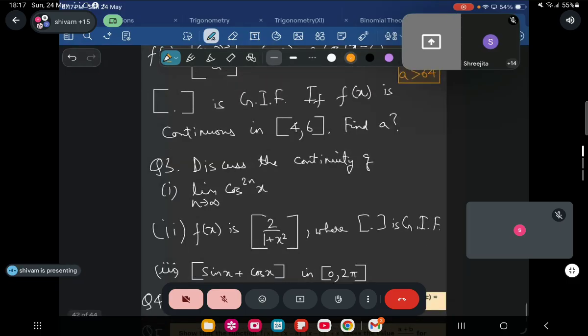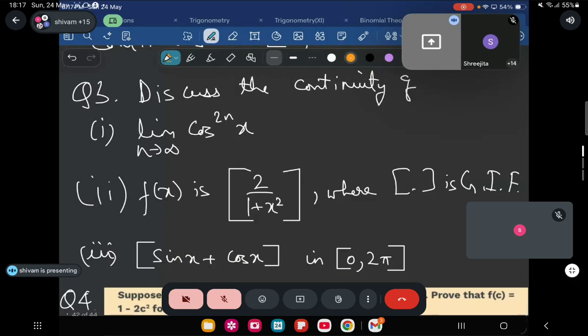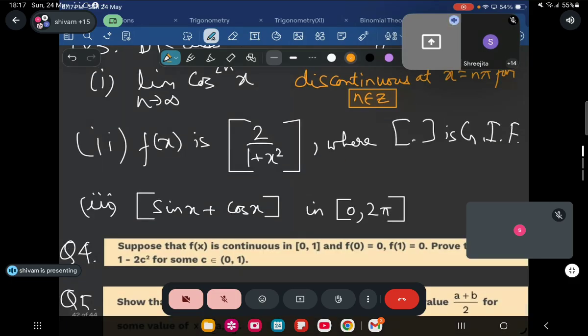Okay, next one. Discuss the continuity of cos to the power 2x at n pi. Tell me. At n pi, it will be discontinuous. Discontinuous at x equal to n pi, for n belongs to integers. Tell me, Shamli, you have a doubt? f of x equals box of pi by 1 plus x squared, at x equal to 0, comma plus minus 1. Tell me, anyone having any doubt, you can ask me.